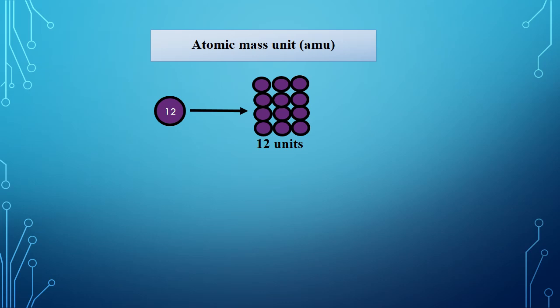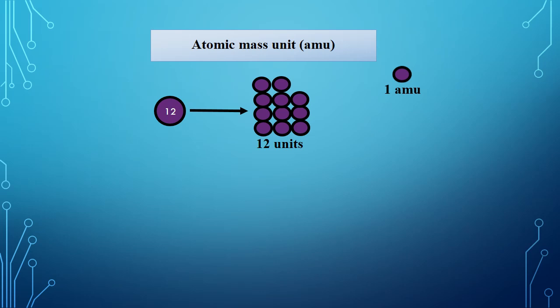What is atomic mass unit, AMU? We have learned that the mass of a single carbon atom is equal to its 12 units. You can say that we divide the mass of a single carbon atom into 12 equal parts. Now if we take only one part of carbon out of its 12 units, we call this one unit of carbon 1 atomic mass unit or 1 AMU.